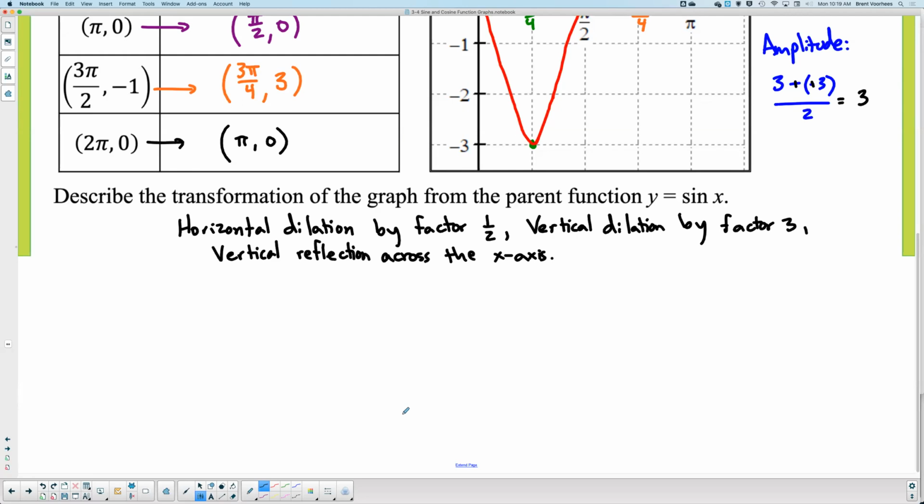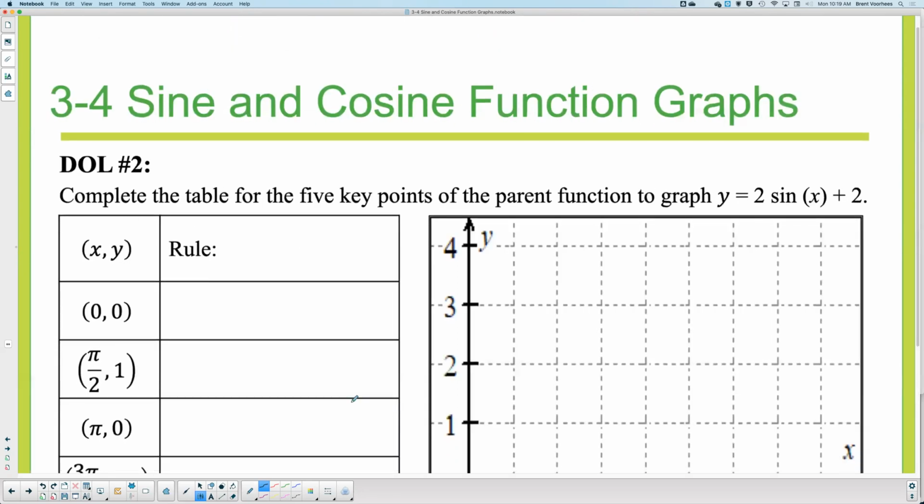All right, the sine function. What does sine deal with? Which letter does sine deal with? Y. That's right. Okay. I have a DOL for you.